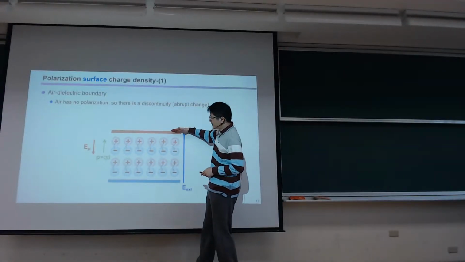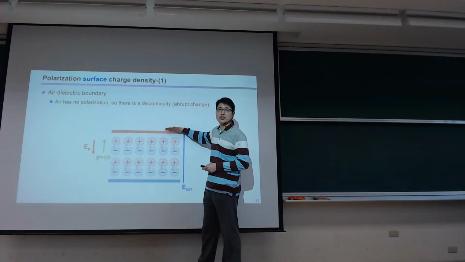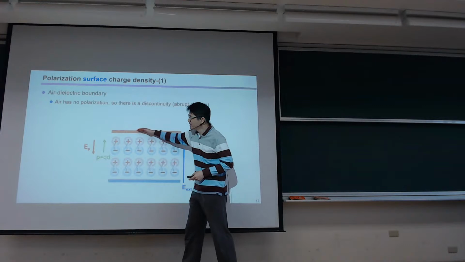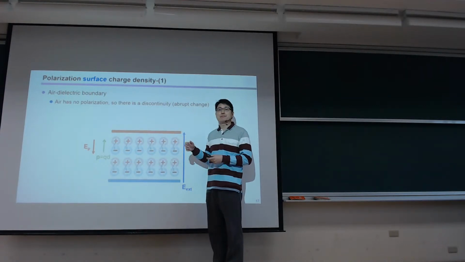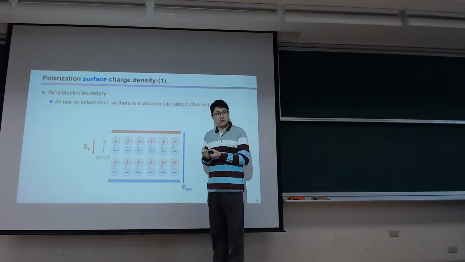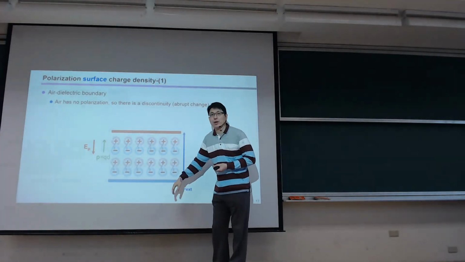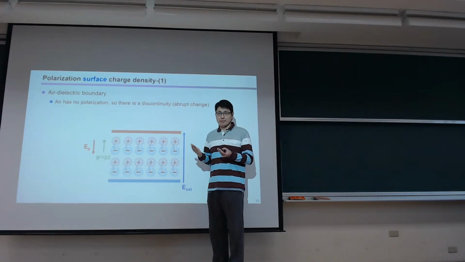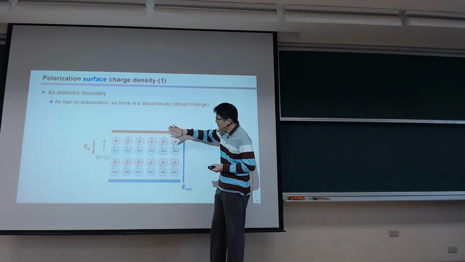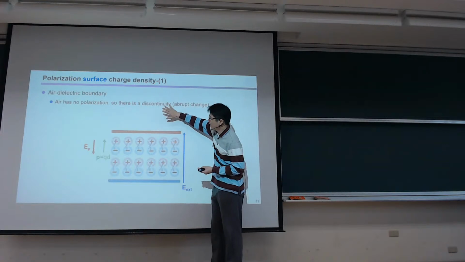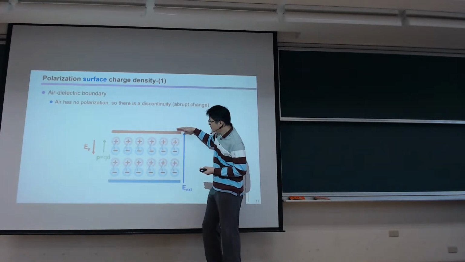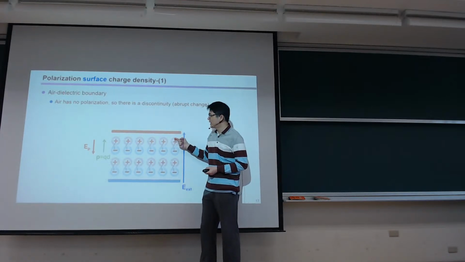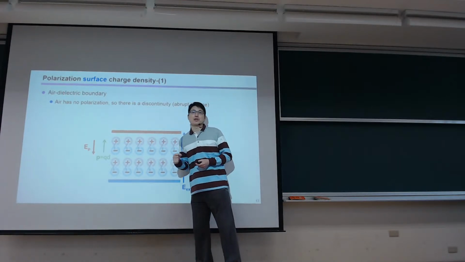Why do we have surface charge density? It's because we assumed in this case, this material is positioned in free space. In free space, you have nothing. So you don't have induced dipoles, right? And therefore, you have dielectric and you have free space forming the interface. So along that surface, you have exposed charges.